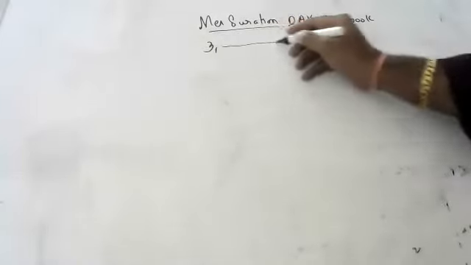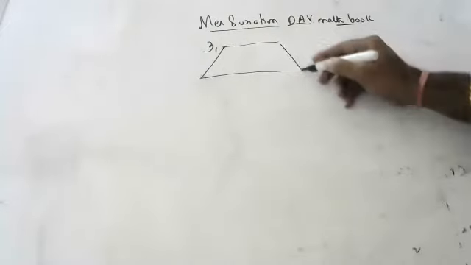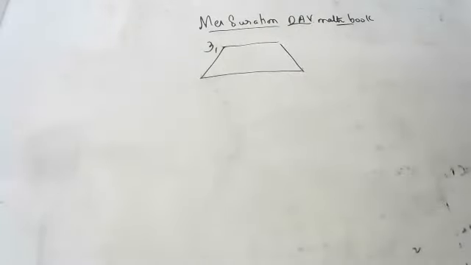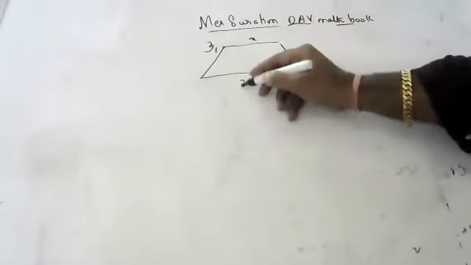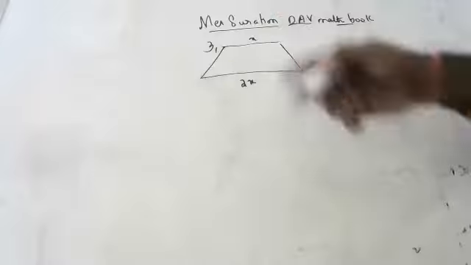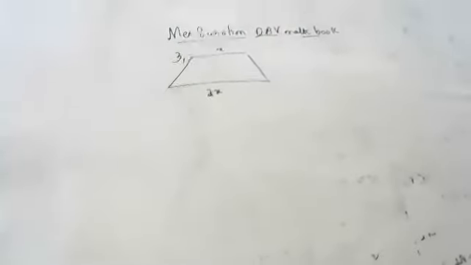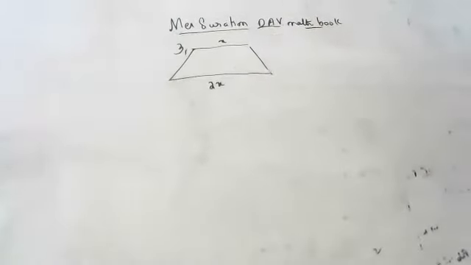The third question: the field is in the form of a trapezium. Its parallel sides, one is twice the other side. If one side is x, the other side is 2x.